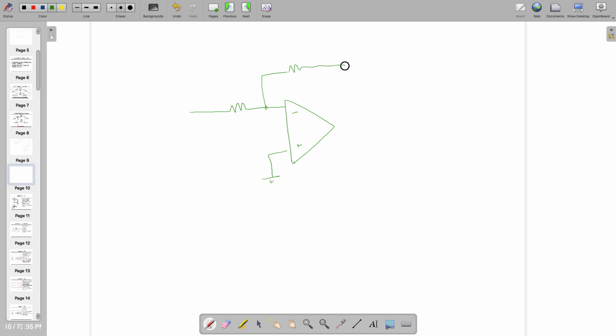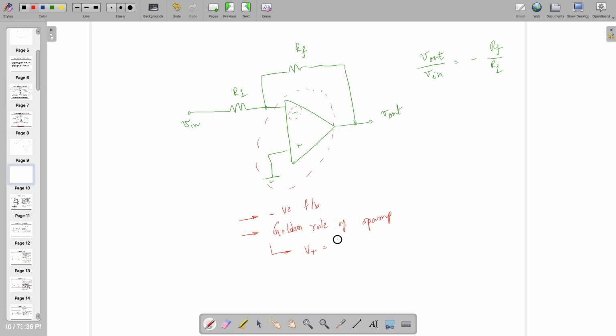You might have thought that when I was teaching this course, the very first time, some of my curious students asked me that if V out by V in is minus RF by R1, then what's the role of this triangle? Of course, there is a role of this triangle, because we are saying two things: that this is in negative feedback. If it is in negative feedback, we are going to follow the golden rule of op amp, which is ideal, and the golden rule says that V plus equals V minus, and I know that no current flows inside, no current flows inside.